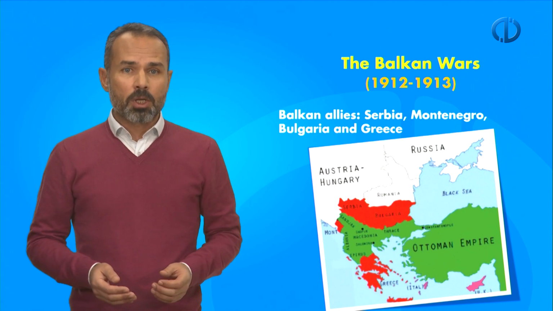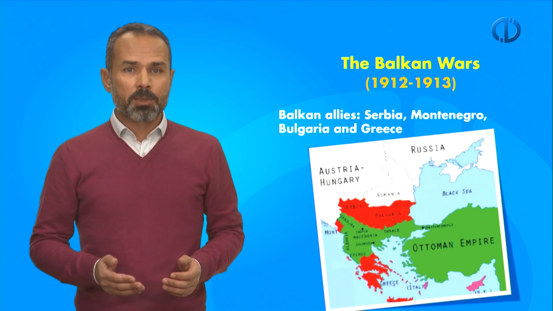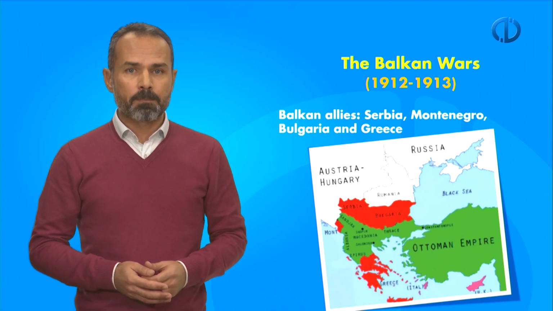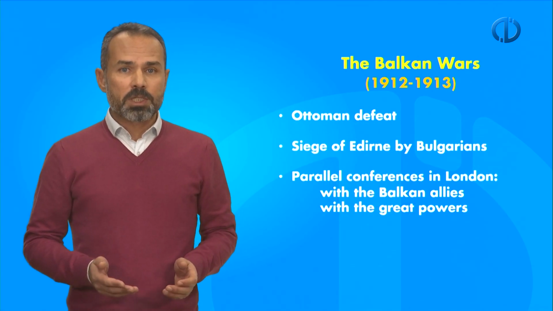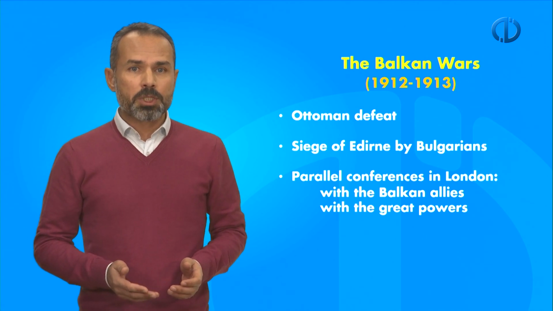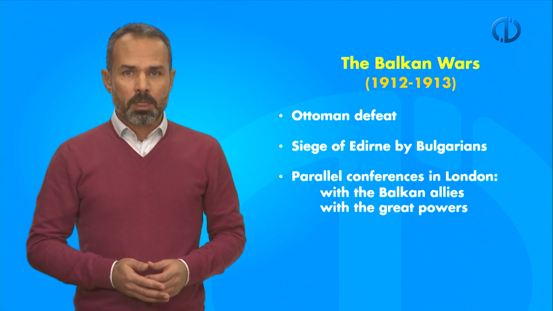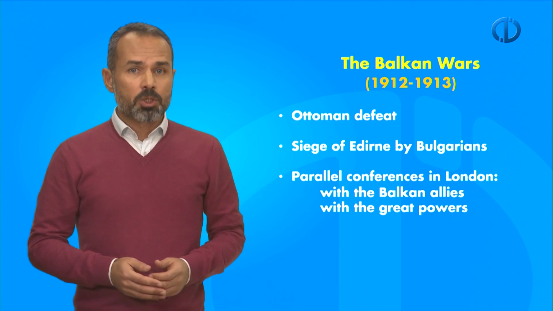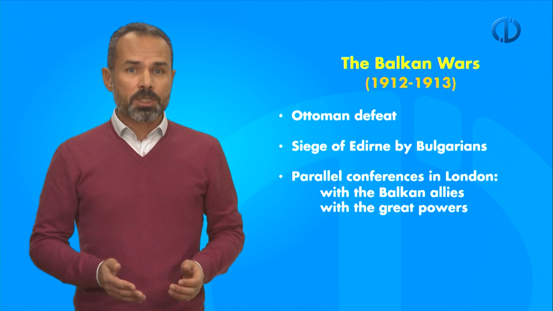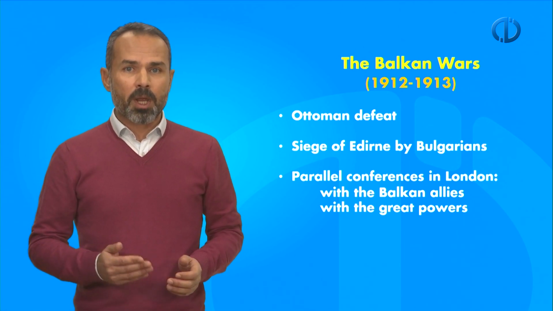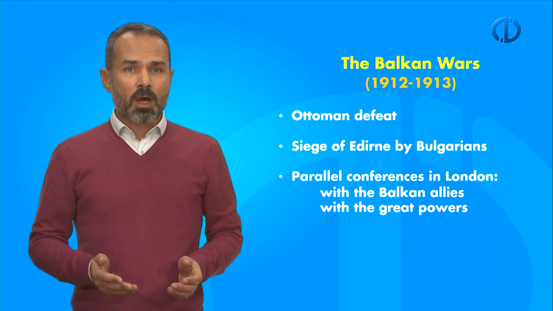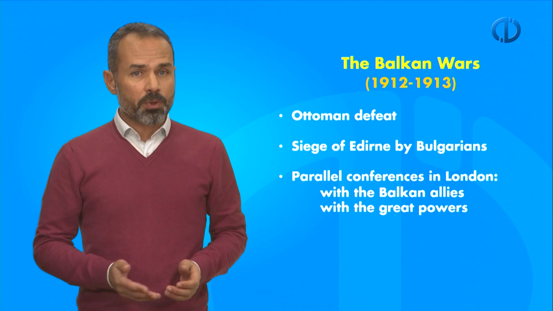This situation forced the Ottomans to make an agreement and leave Tripolitania and the Dodecanese Islands to Italy. The Ottoman army was defeated in the Balkan War, losing all European territories. Edirne was besieged by Bulgarian forces. With the European powers' desire to discuss the future of the Balkans, an armistice was negotiated and two parallel conferences convened in London. The conference between the Ottomans and the Balkan delegates broke down.